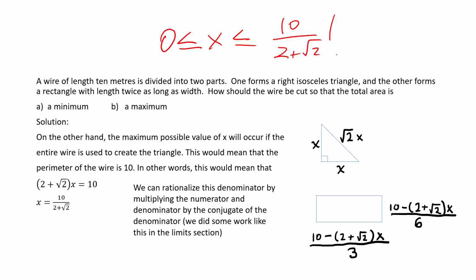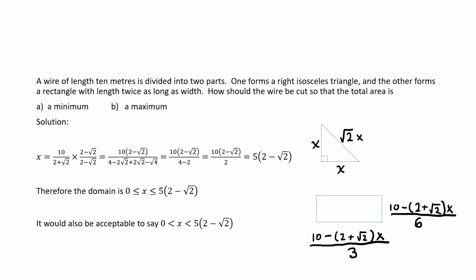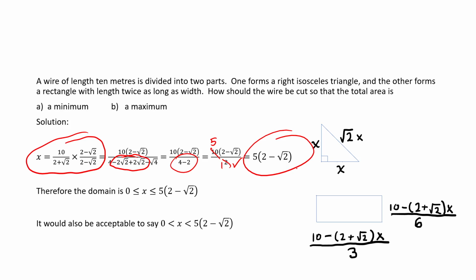Now, if we're being sticklers about it, we can rationalize that denominator. And the way we'll do that is by multiplying top and bottom by 2 minus the square root of 2. And that will give us a new expression equal to the same thing, but with a rational denominator. So we'll take a moment here to do that. 10 over 2 plus root 2 times 2 minus root 2 over 2 minus root 2. Ultimately, these middle terms in the denominator cancel out. So our denominator is just 4 minus 2, which is 2. So we ultimately get 10 times the quantity 2 minus root 2 all over 2. We can divide top and bottom both by 2, and we get 5 times 2 minus root 2. So we can say that the domain in this question is 0 less than or equal to x less than or equal to 5 times 2 minus root 2.